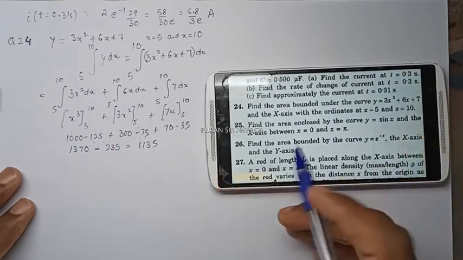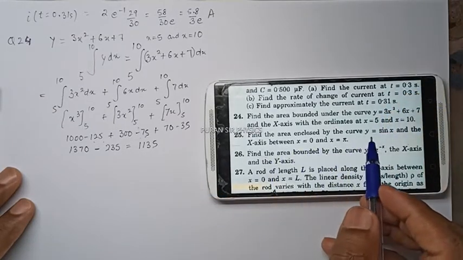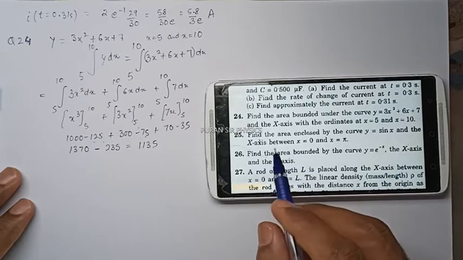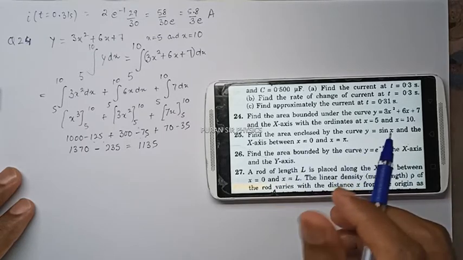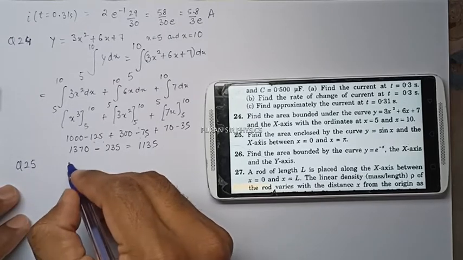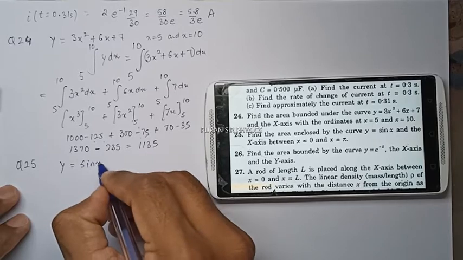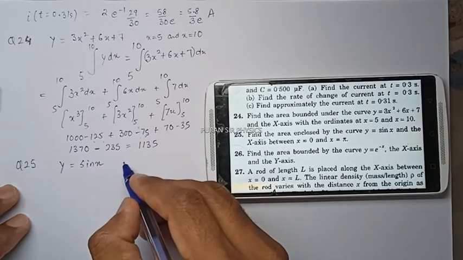So in the next problem, find the area enclosed by the curve y equals to sin x and the x-axis between x equals to 0 and x equals to 5. So in question number 25, your function is given as sin x and you have to find the area.